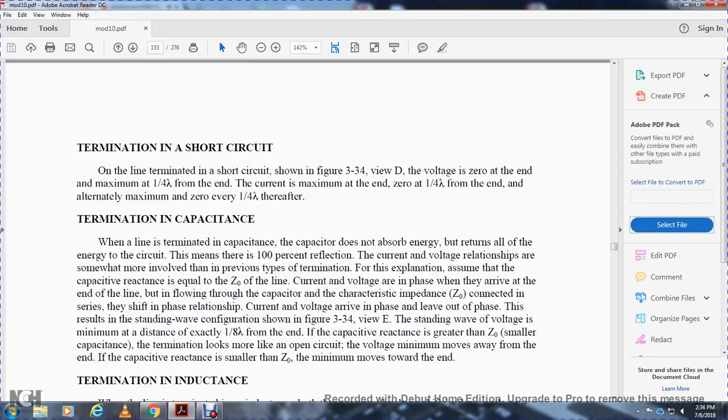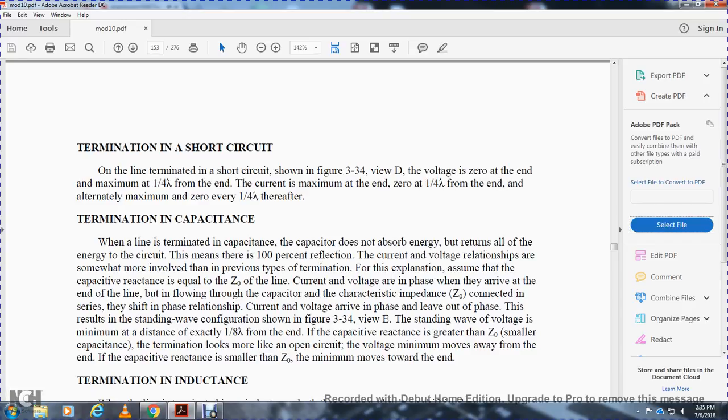Termination in capacitance. When a line is terminated with capacitance, the capacitor does not absorb the energy, but returns all of the energy to the circuit. This means that 100% of the energy is reflected. The current and voltage relationships are somewhat involved compared with the previous types of termination. For this explanation, assume that the capacitive reactance is equal to the characteristic impedance of the line. Current and voltage arrive at the end of the line, and the capacitor shifts the phase relationship between them, with the current and voltage arriving in phase, leaving out the phase shift.